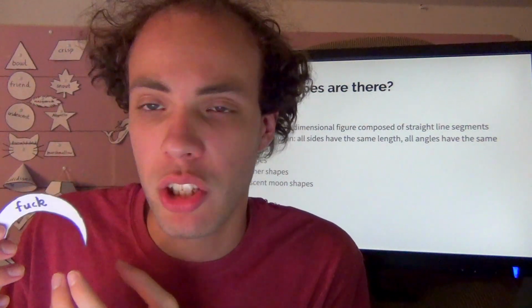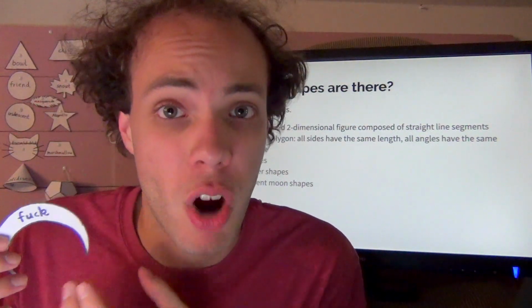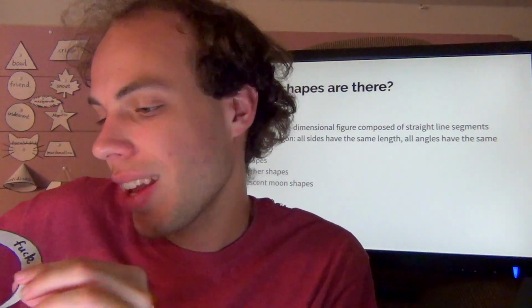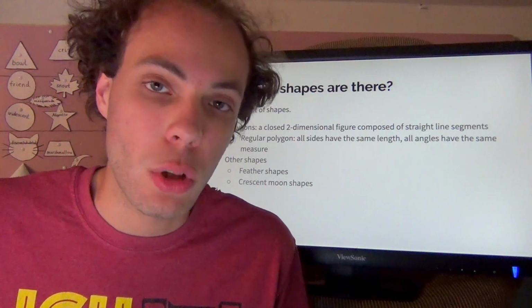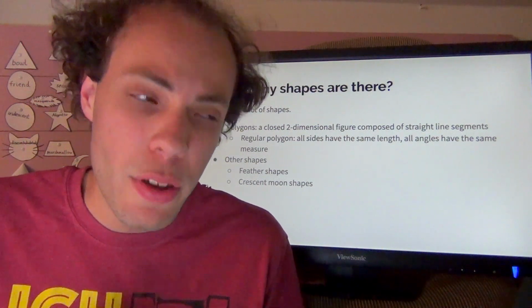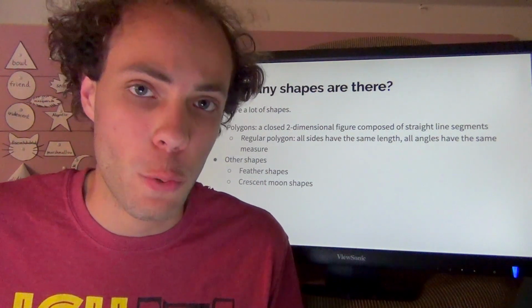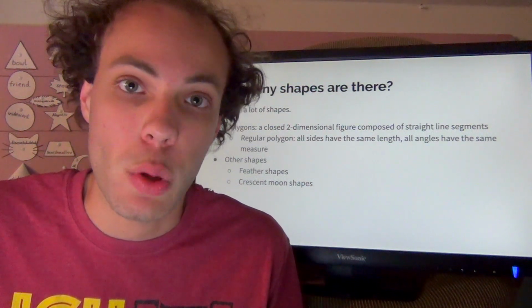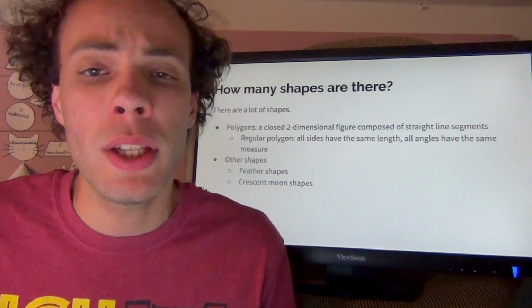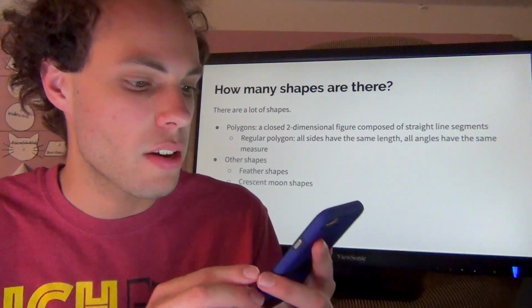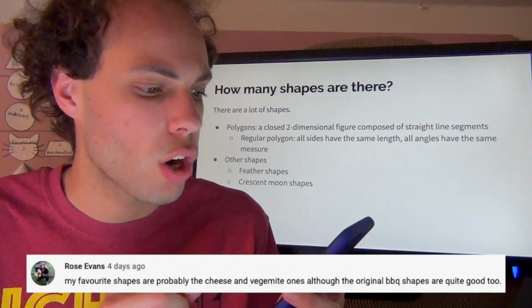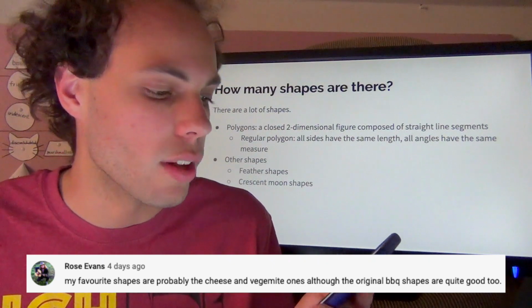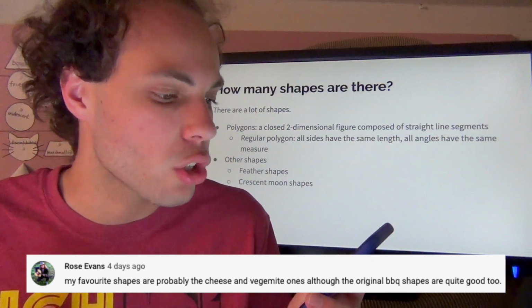I'm so sorry to expose you to this monstrosity, but it's a nice crescent moon, so let's put it on the board. I have one more example of a shape to share with you today, and this one, I'll admit, troubled me at first. When I asked you for your favorite shapes and your favorite words, I got an extremely confusing comment. It said, "My favorite shapes are probably the cheese and Vegemite ones, although the original barbecue shapes are quite good too."